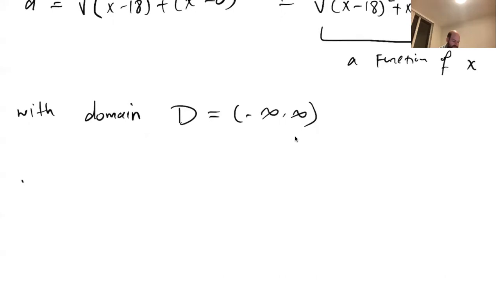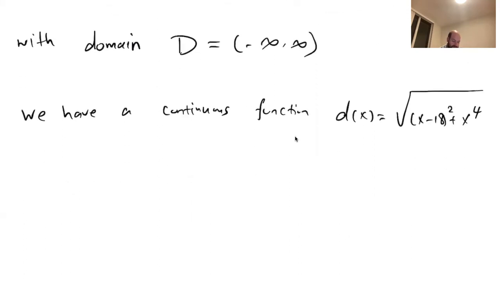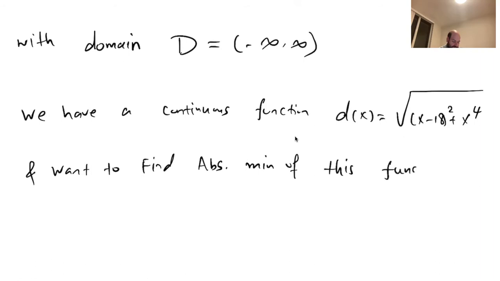Okay, so we have a continuous function d of x equals square root of (x minus 18) the whole squared plus x to the power 4, and we want to find the absolute minimum of this function, of course, if it exists.